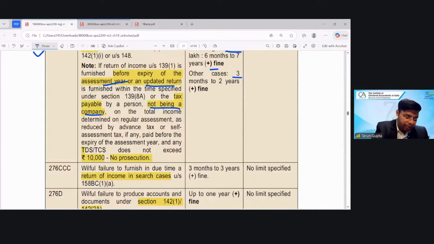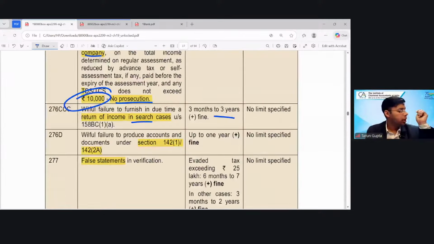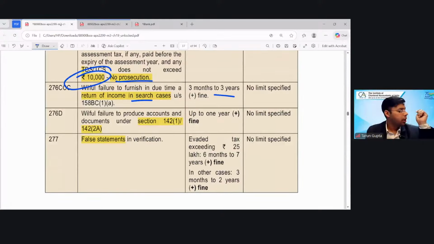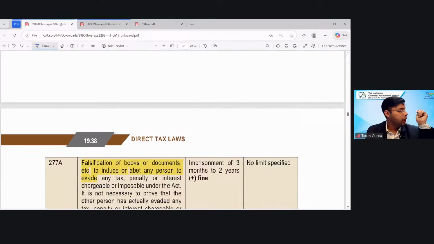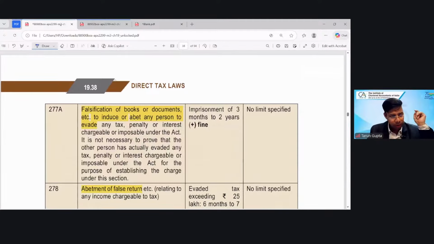Company, not being a company: if the tax payable after adjusting all advance tax, TDS, MAT, everything, is less than 10,000 or up to 10,000, then there is no prosecution. If you do not file, prosecution for 3 months to 3 years. Section 42(1): if you did not produce books of account under 42A, 3 months to 2 years.